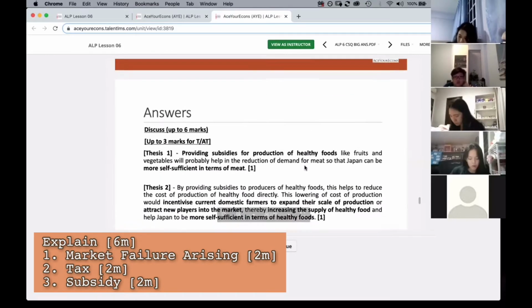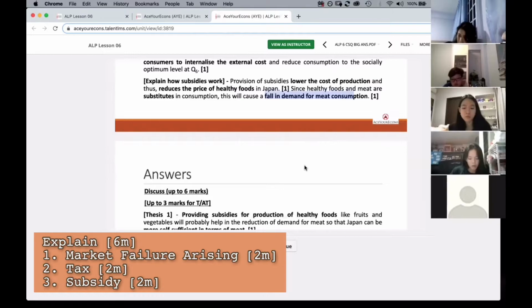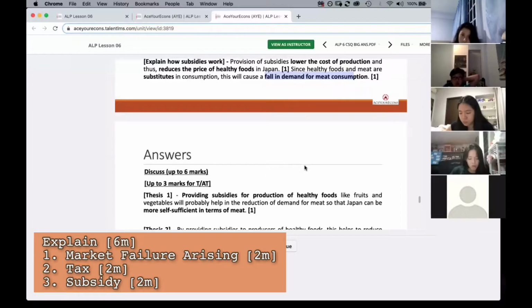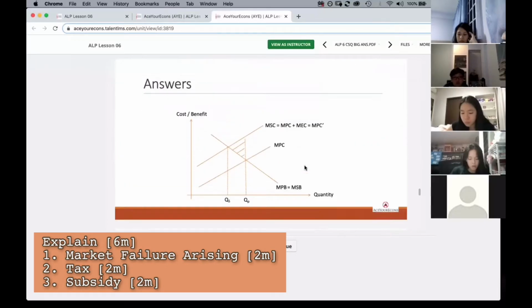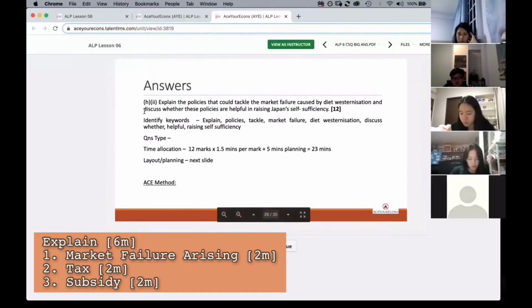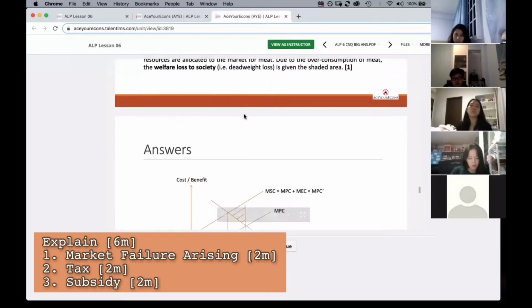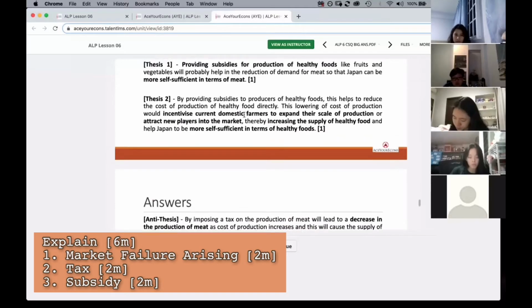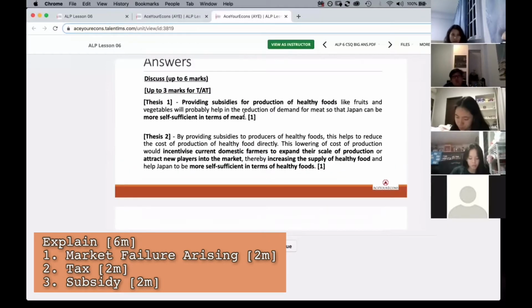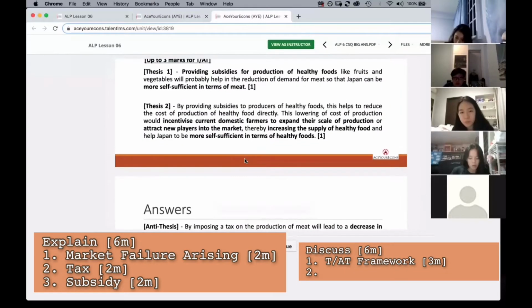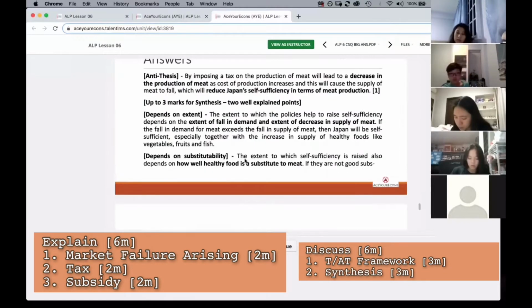Notice that the objective here is very driven at the quantity of the food available. Agreed? So long as you can illustrate from the perspective of healthy food or meat sufficiency, I will give you the credit. So notice how the question is framed. They ask you to discuss whether these policies are helpful. So it has to be helpful or harmful. Agreed? So the second part of the question is a TAT framework. 3 marks for thesis and antithesis, and 3 marks for synthesis.